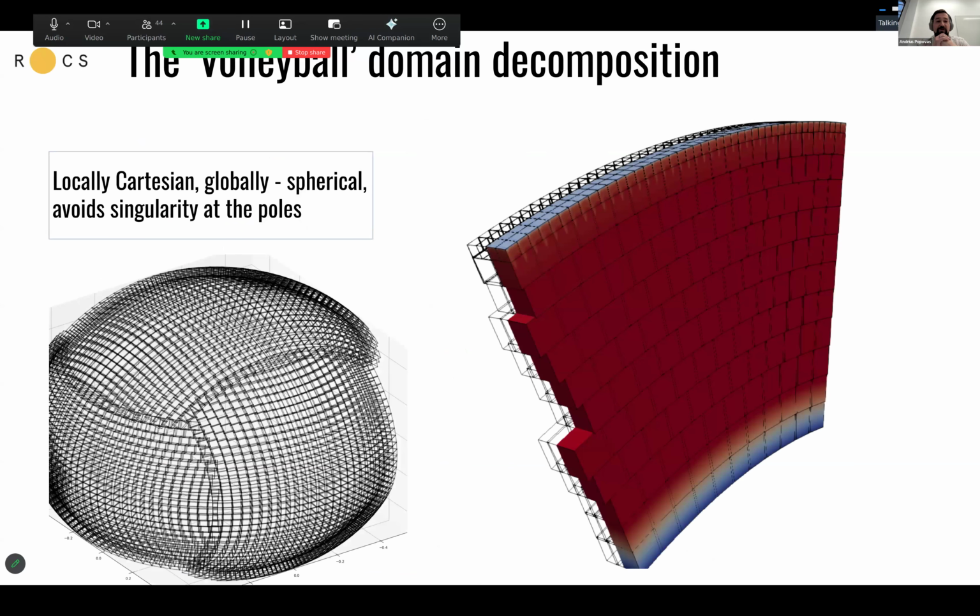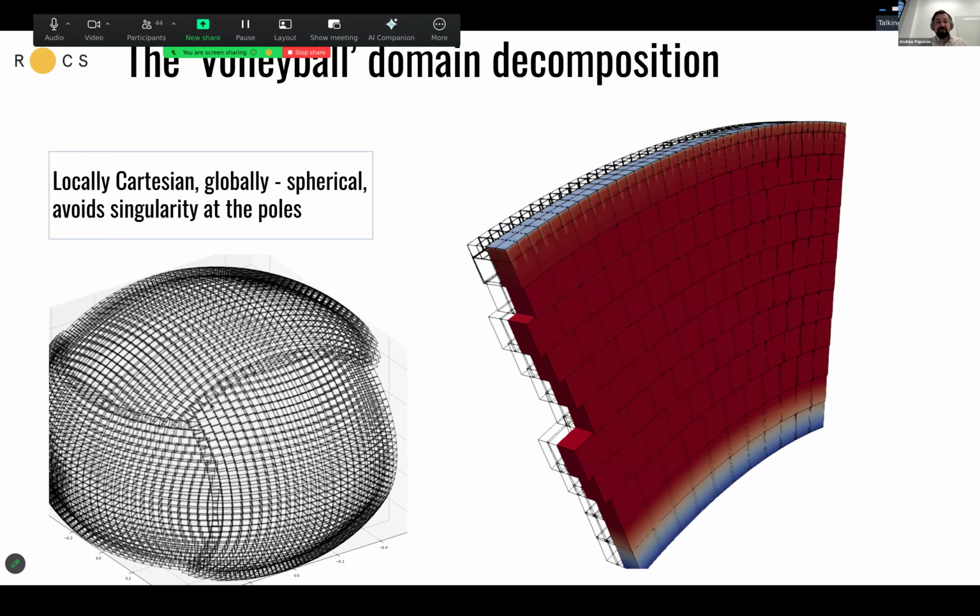Okay, so what is the volleyball domain decomposition? It is a set of locally Cartesian patches tessellated in a setup which looks like a volleyball. They're purely Cartesian inside, so vectorization is really good. And they're not assumed to be plane parallel inside. Gravity is still pointing exactly at the center of the domain. And it avoids the singularity of the poles.